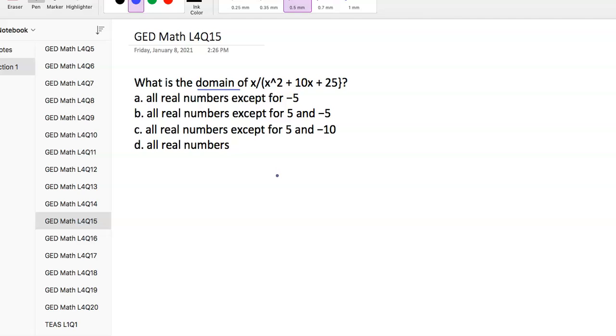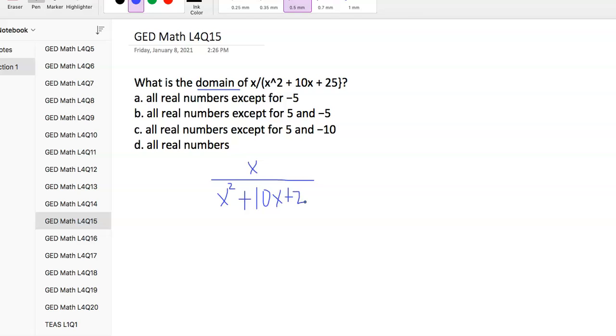Okay, domain. So we have x divided by x squared plus 10x plus 25. Usually the problem with this stuff is people just don't understand what they mean by domain, right? If you understood what they're asking you, then it starts to get a little bit easier. So let me write this out so it's easier to look at: x divided by x squared plus 10x plus 25.